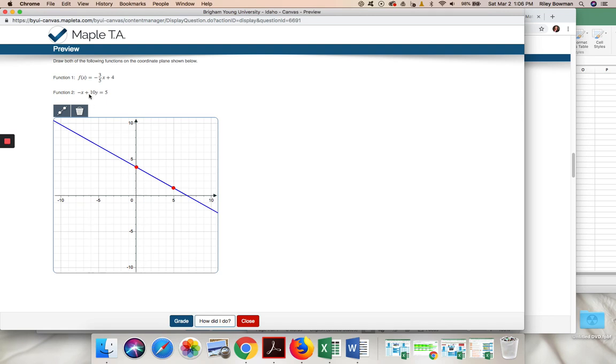And then I could find, whoops, there we go. I could put a 0 in for y, which gives me -x equals 5 because 0 times 10 is 0. So -x equals 5, divide both by a negative, gives me x equals the x-intercept at -5, which is over here. Okay, so that's one way.